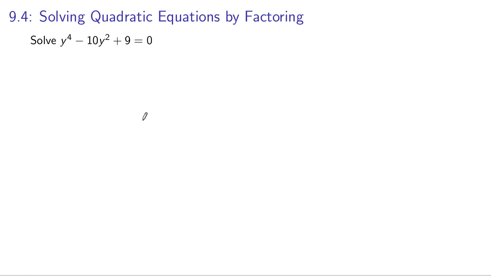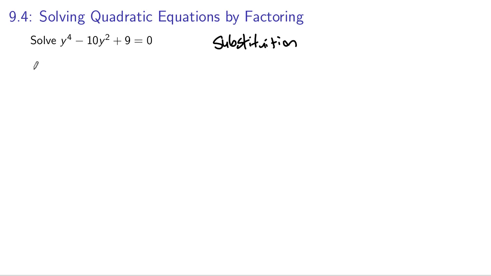Solve y to the 4th minus 10y squared plus 9 equals 0. This isn't quadratic either. Here we can introduce a concept called substitution. This is a very useful concept. You can use it in algebra, and we could even use it later in calculus. It's very, very handy. It's basically kind of like renaming.